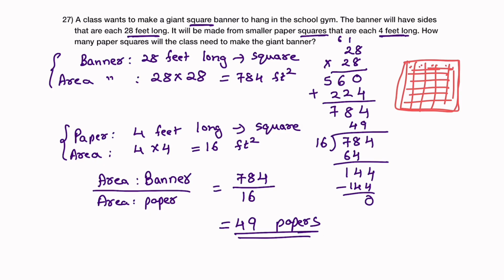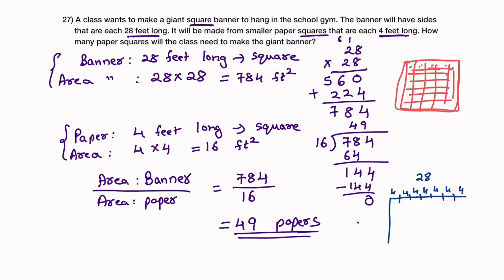Okay, so this is how you solve. Alternatively, let me just explain a way to actually understand this. You make this line here, that's 28 because that's the banner, right? Your paper is 4, so you keep dividing like 4, 4, 4. You need to reach 28, and you know 28 divided by 4 is 7, right? So 1, 2, 3, 4, 5, 6, 7. That way it goes 7.